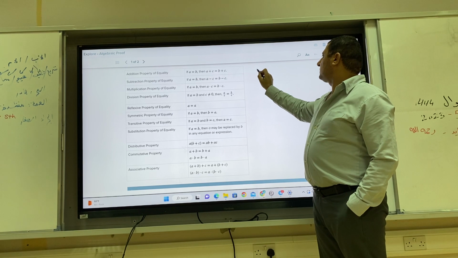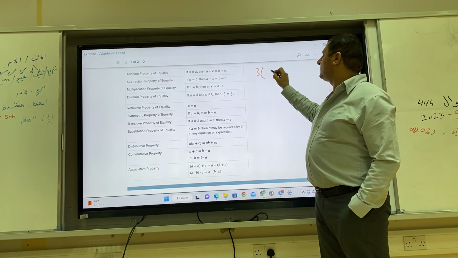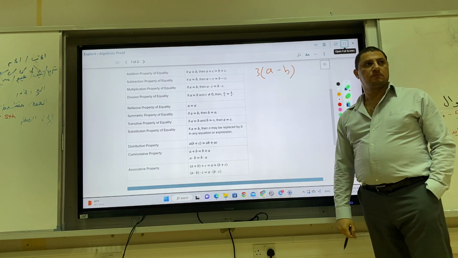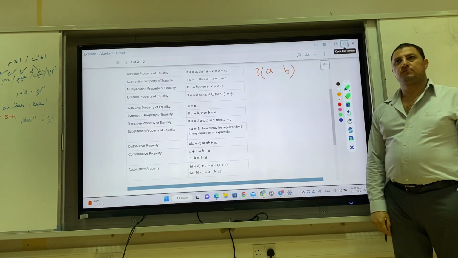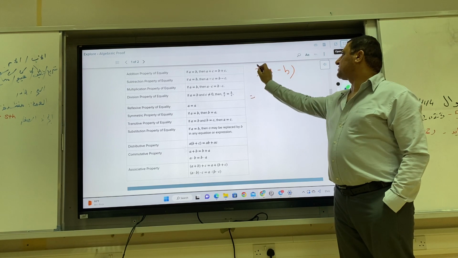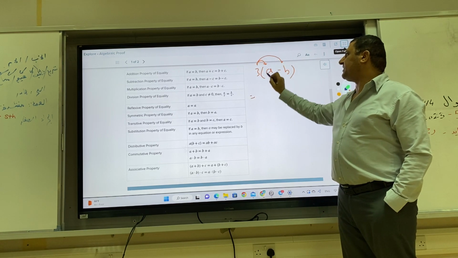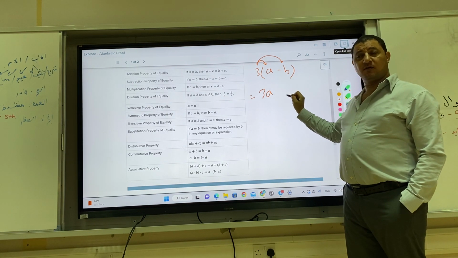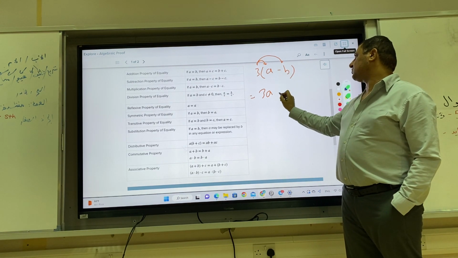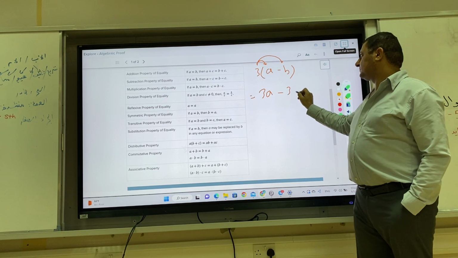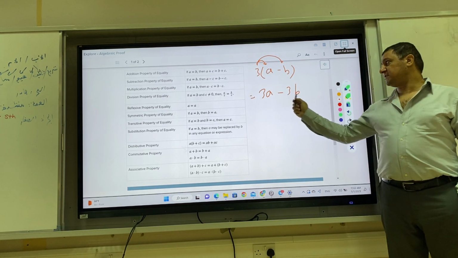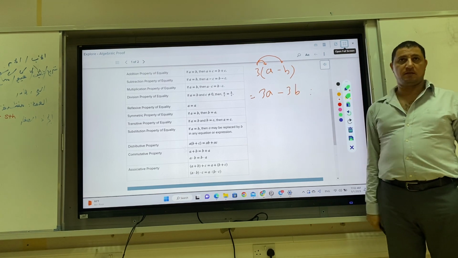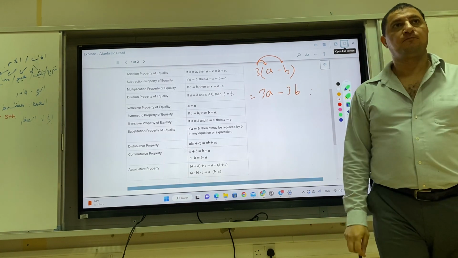Let's say 3a minus b. That's equal to distribute the 3 to a and to b. So 3a. Is it plus or minus? Minus. We are following the same sign here inside the parentheses. So it's minus 3b. And these are different terms. It's a and b, so I cannot add them or subtract them. I'll keep it like this.